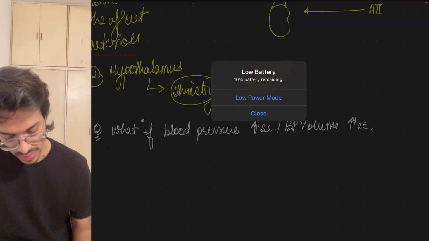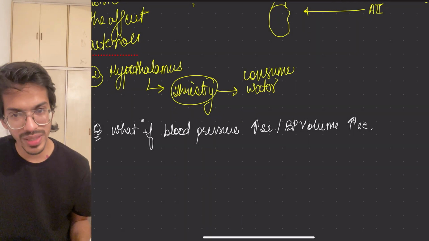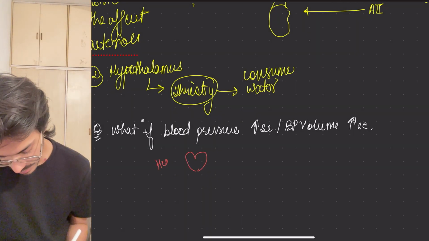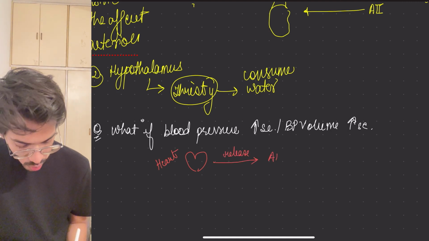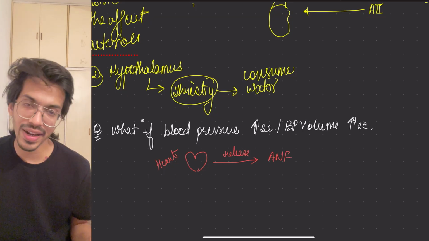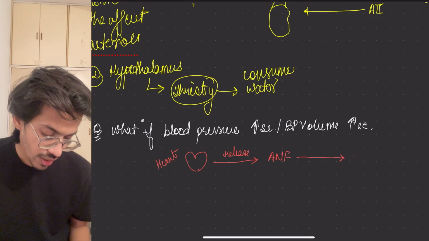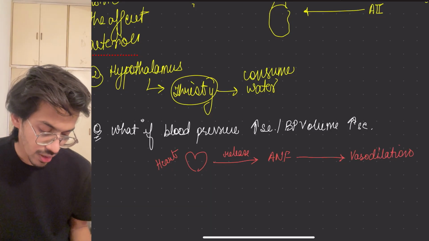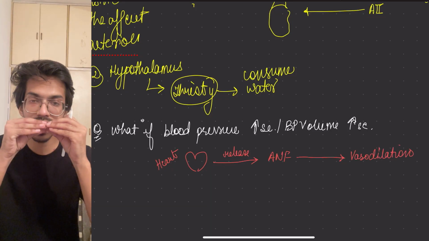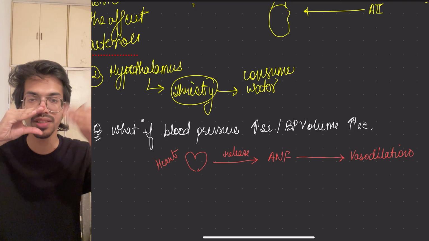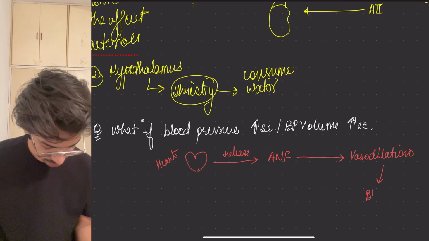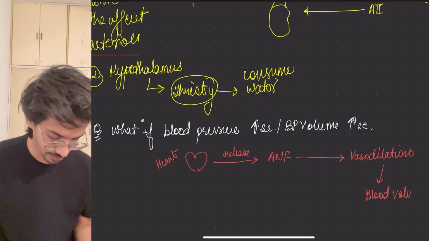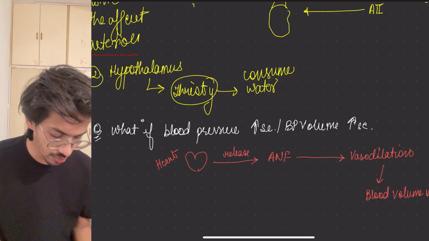Then in this case your heart will show the effects. Your heart will release a hormone called atrial natriuretic factor. What will this do? It will do vasodilation, meaning your vessels and arteries will dilate. As they dilate, space increases, pressure decreases. And doing this, the blood volume reduces.